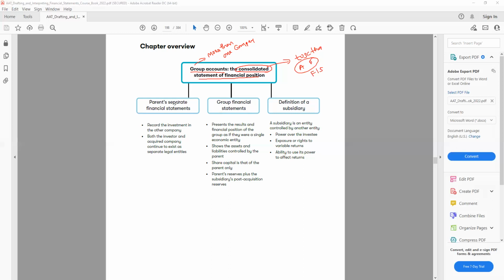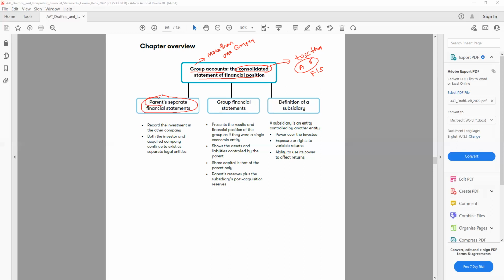The next section, we have a few things here. The first one is called parent separate financial statement. That means even though we prepare the financial statement together, we still have to prepare the parent company's financial statement separately. Obviously the reason is you need to look at the parent's financial situation and submit it to HMRC. Now, when I say parent, what does that mean?